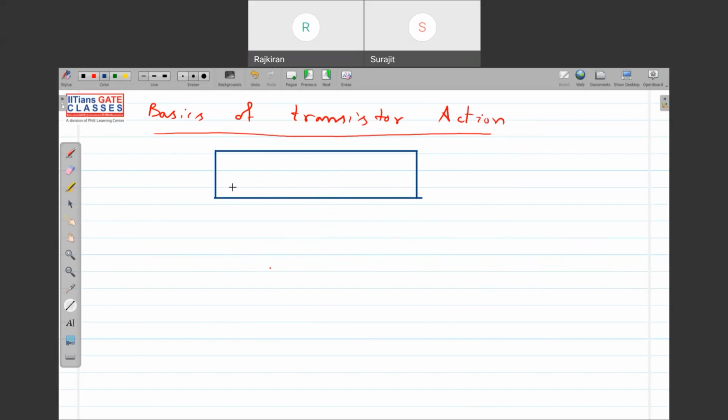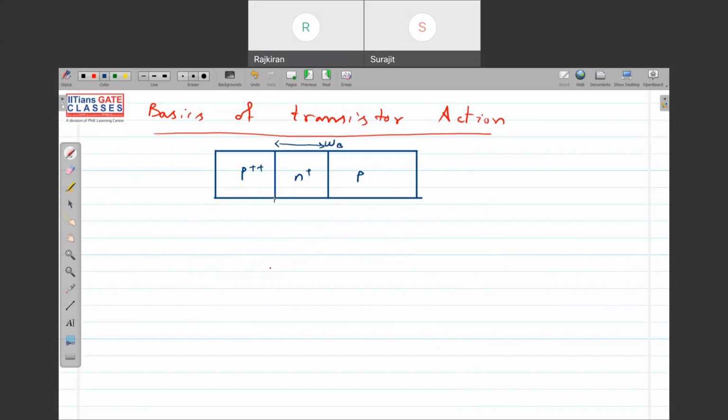For simplicity, I am not showing the depletion region. This is my emitter, then the base is very thin. This is P plus plus, this is N plus, this is P. Plus plus means it is very heavily doped. This is your base width.